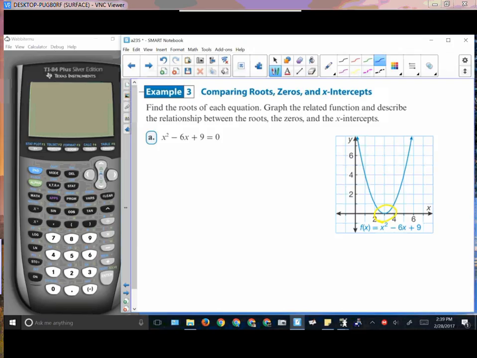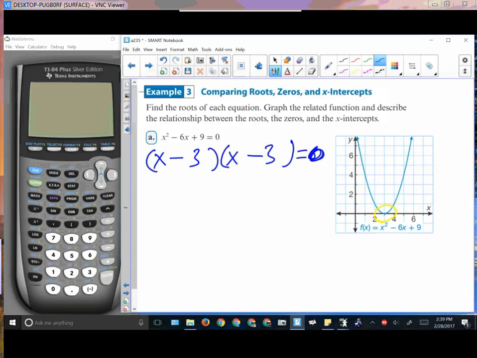So let's factor. We got this, and this equals 0. We know this is x, we know this is x. That's positive, and that's negative, so it's going to be a minus and a minus. So what factors of 9 add up to 6? 3. So this would have to be a 3, and this would have to be a 3.